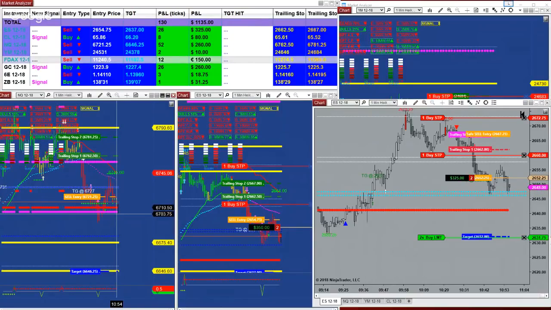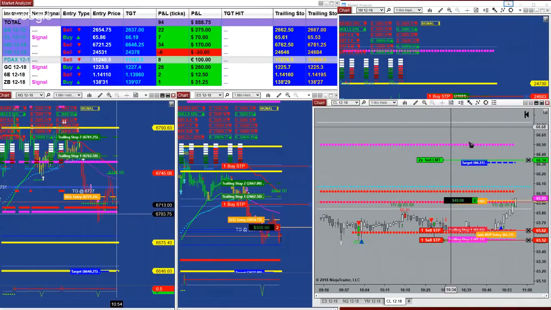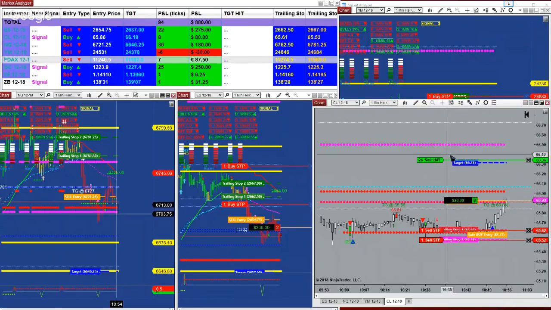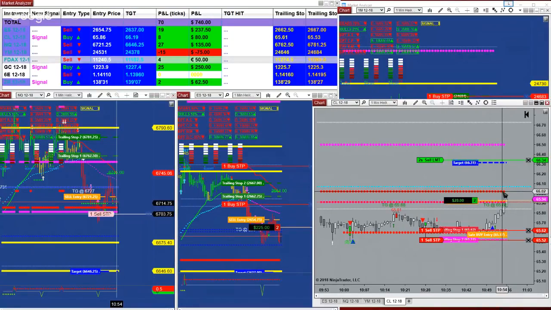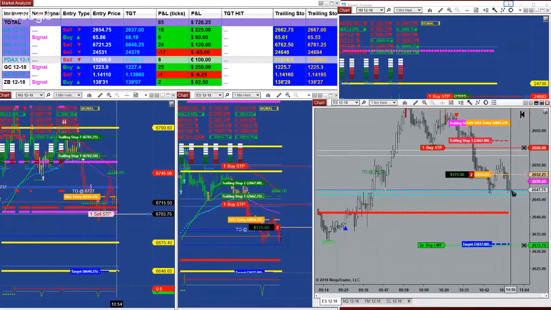CL, we have a new signal at 6593. I'll bring it down. You have a double resistance here. Be careful with that. It's a heavy resistance at 6603. You have a problem there. Okay, there we go. Look, again, we're having a little problem in here.